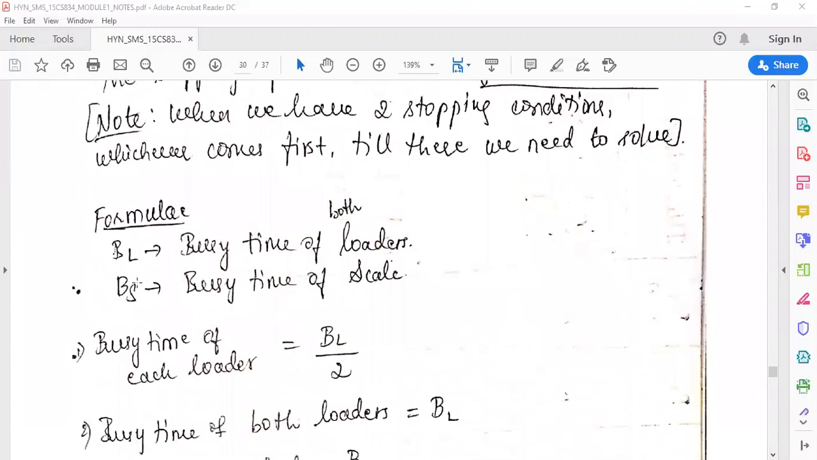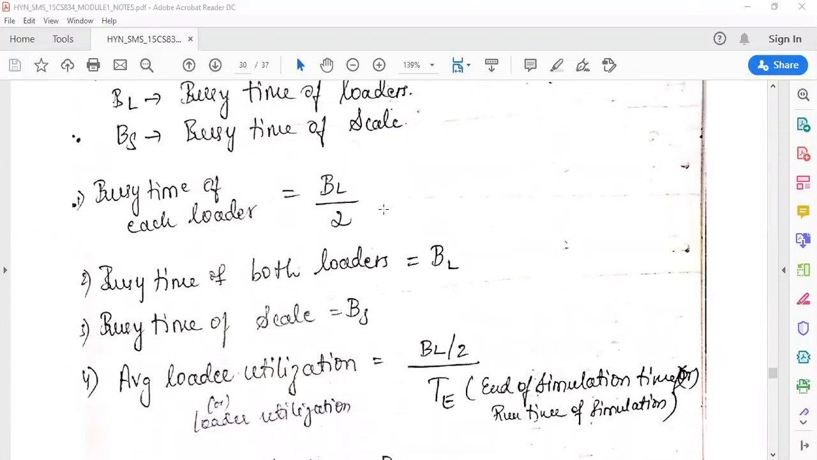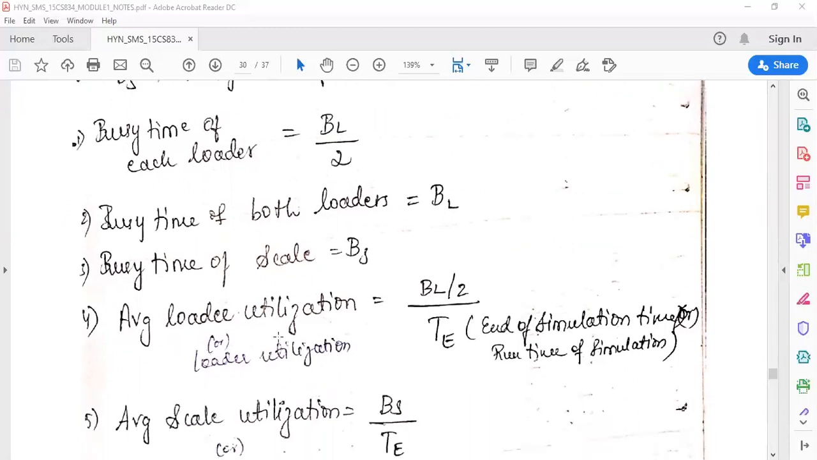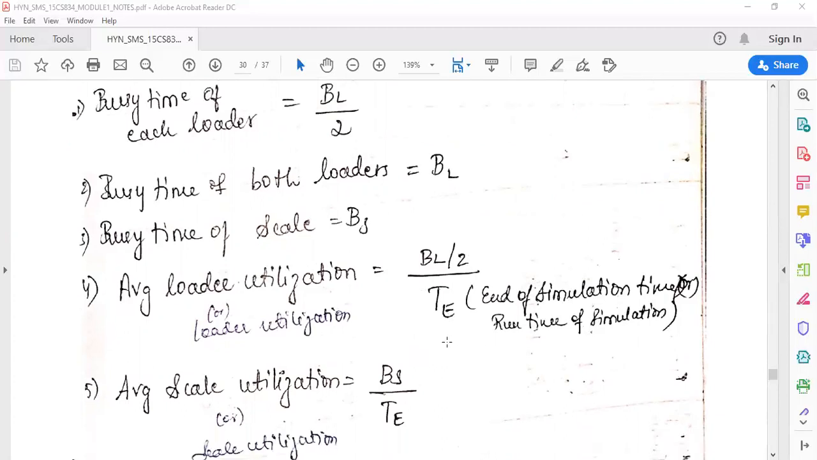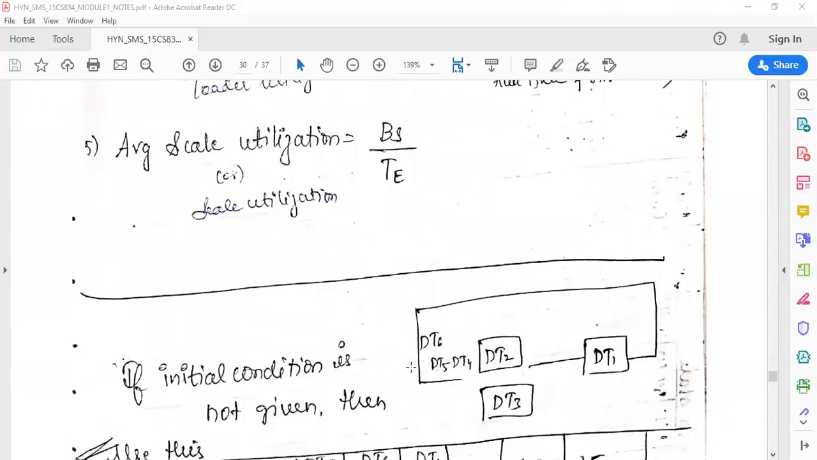The formulas we know: BL stands for busy time of both the loaders, and BS stands for busy time of the scale. Busy time of each loader I can calculate using BL by 2. Average loader utilization is given by (BL by 2) divided by TE. Since it is the loader, I take BL by 2 divided by TE. TE stands for the end of the simulation, that is, the clock time when you stop the simulation. Average scale utilization is BS divided by TE.